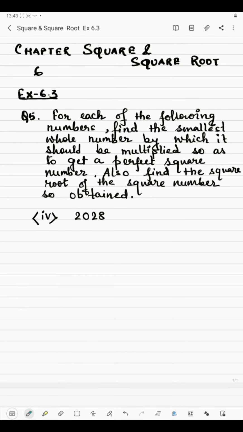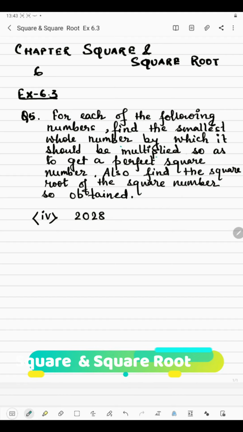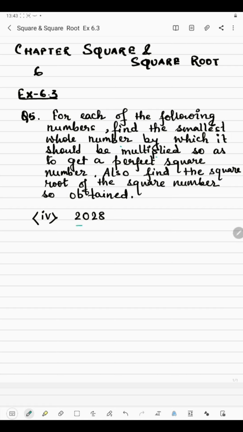Hello students, now I'll be starting with the fourth part of number 5 of exercise 6.3. So here we have 2028. We have to find the smallest whole number by which it should be multiplied so as to get a perfect square number. That means whatever number is given is not a perfect square number, so we'll have to make a perfect square number by multiplying by a least number.